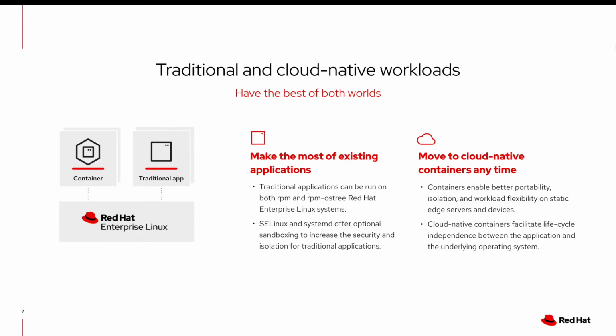While most of this talk will focus on containers, it's important to be reminded that Red Hat Enterprise Linux for Edge also supports traditional applications that can run alongside containers. This provides flexibility in the types of applications that can be deployed at the edge. Of course, containers provide a number of benefits around portability and isolation, but traditional applications also benefit from the sandboxing and isolation provided by SELinux and systemd. Red Hat Enterprise Linux for Edge delivers an operating system that can run any workload, and as we'll discuss in the upcoming slides, has capabilities that make it a well-suited platform for running at the edge.